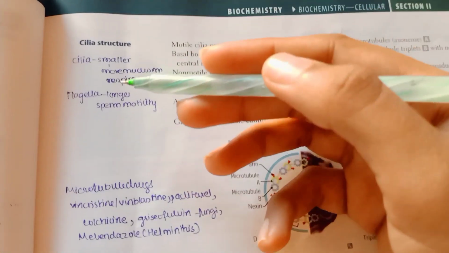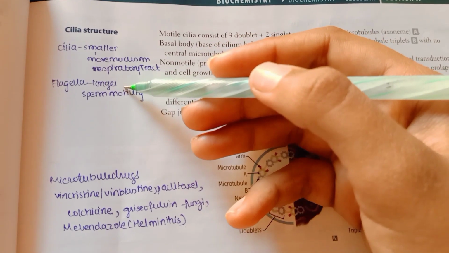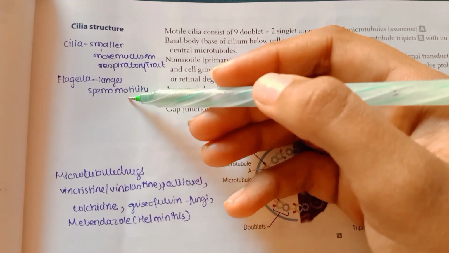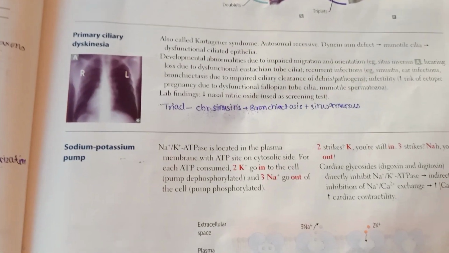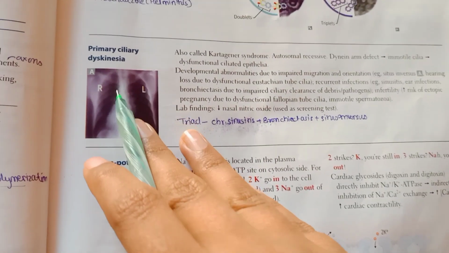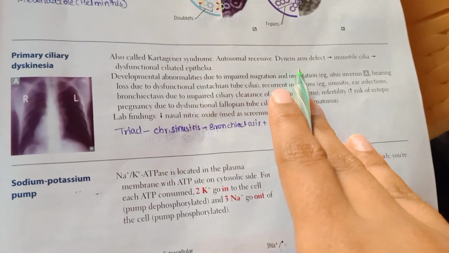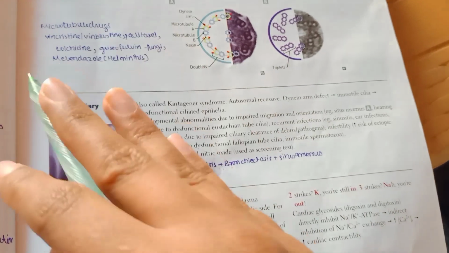Cilia are smaller and they move mucus in the respiratory tract, but flagella are longer and helpful for sperm motility. Next, coming to primary ciliary dyskinesia. This is also called Kartagener's syndrome. It is autosomal recessive, where there is a dynein arm defect. If there is no dynein arm, the cilia can't bend and move.